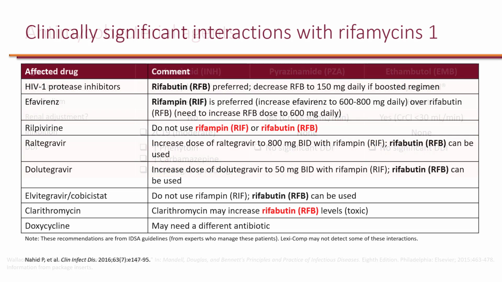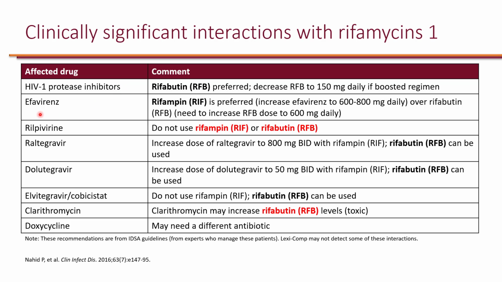So because rifamycins cause the majority of interactions, let's explore some of these interactions. When it comes to HIV protease inhibitors, these protease inhibitors are strong inhibitors of CYP enzymes. So for these patients, rifabutin is preferred. And that's because rifabutin has the least amount of induction. You obviously need a booster for these agents, so you don't want to induce the CYP enzymes too much. Now, rifabutin itself is a substrate of CYP3A, so the dose of rifabutin needs to be decreased when used in combination with protease inhibitors.